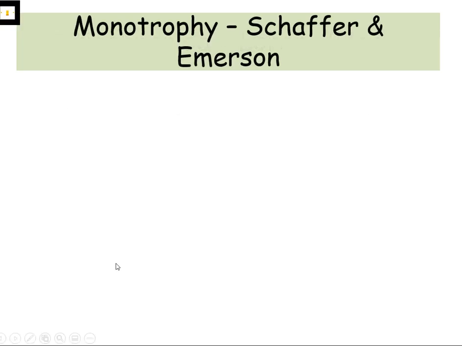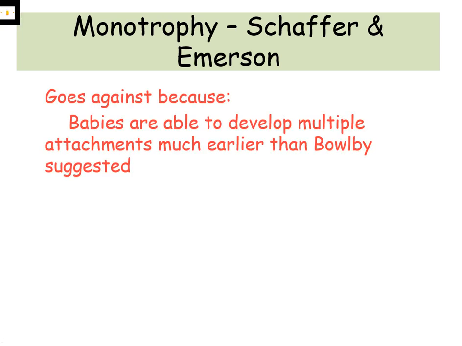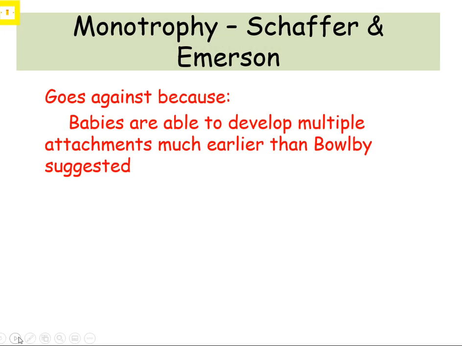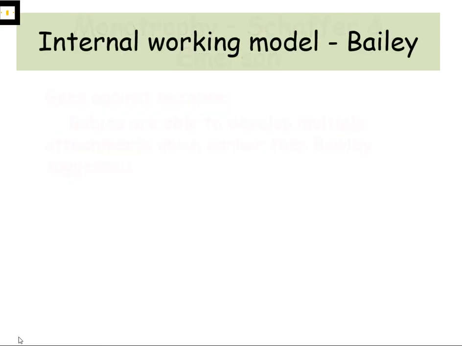Okay, so the next bit, monotropy, Schaefer and Emerson. I did mention earlier we can use that. It goes against it because we do know that babies are able to develop multiple attachments much earlier than Bowlby suggested. Those multiple attachments, according to Schaefer and Emerson, start around 9 months of age. So Schaefer and Emerson's study does kind of say that you can form multiple attachments much quicker. Can I just say that you could use this to support in the sense that it does kind of back up the idea of a monotropous relationship.